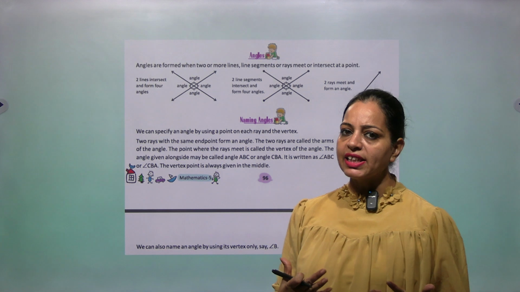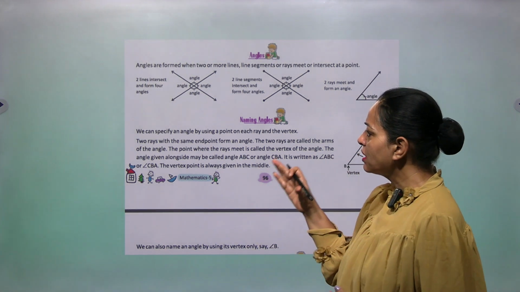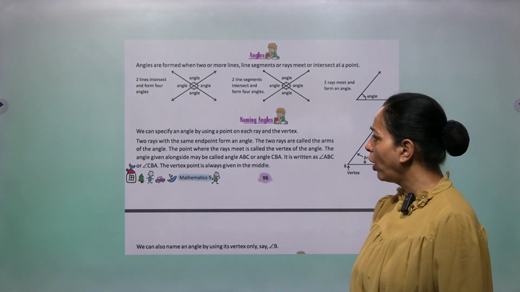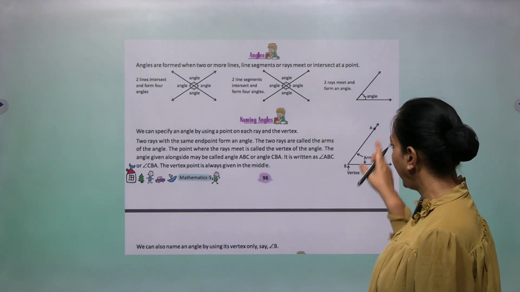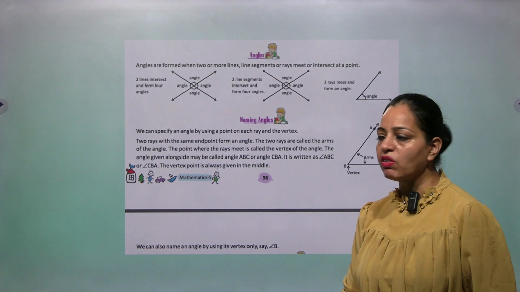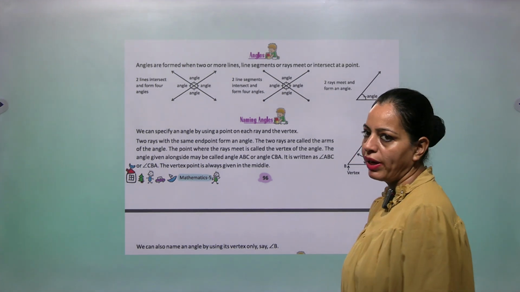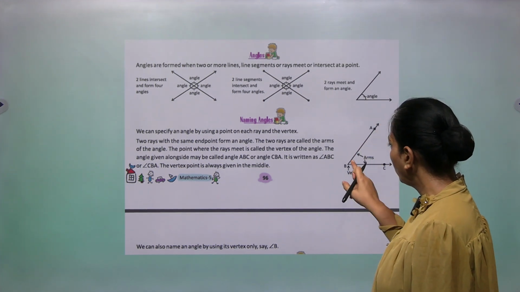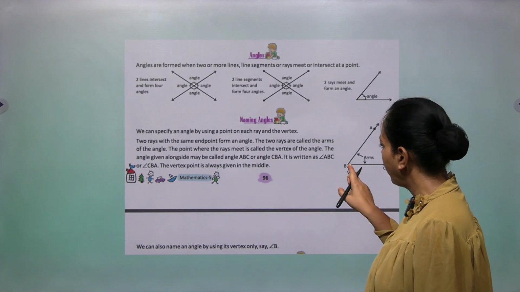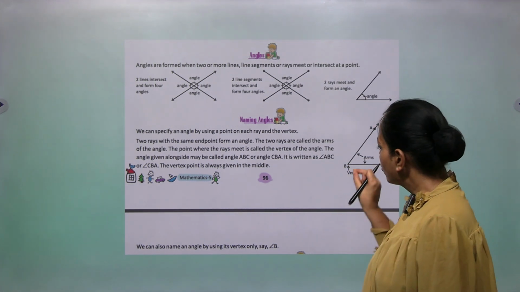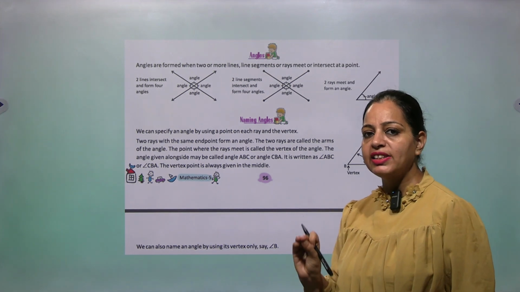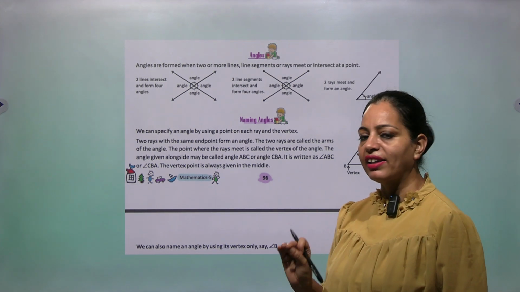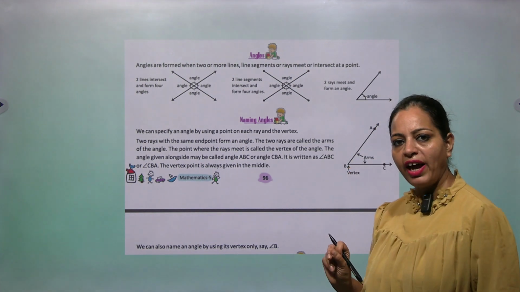अब उसको naming कैसे करना है? See, we can specify an angle by using a point on each ray and the vertex. I am telling you about vertex and arms. Two rays with the same end point form an angle. अब यहाँ पे we are taking two rays, AB and BC. They are meeting at point B. So B is what? B is the vertex. जहाँ पे two rays या two lines meet करेंगी, that is the vertex of the angle.